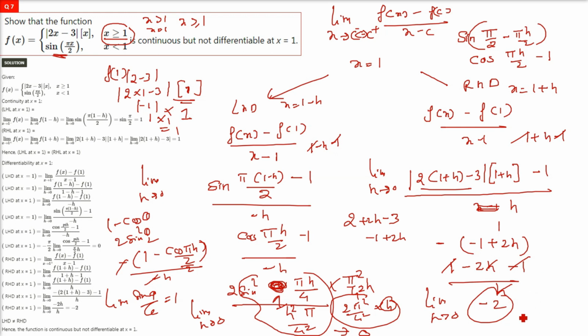Now you see 0 and negative 2, they are not matching. That means this function is not differentiable at x equals 1. Though it was continuous, it is not differentiable at x equals 1. Okay?